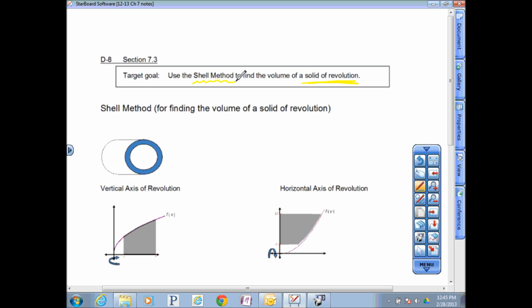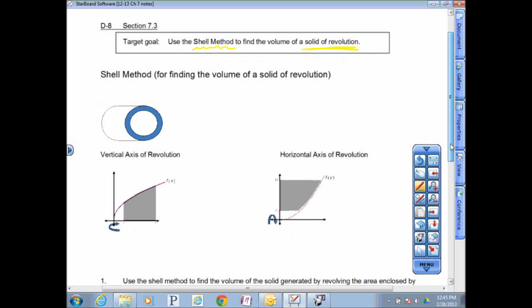So what we're going to do is go back to finding volumes of solids of revolution, but this time we're going to start putting rectangles in differently. The big difference right here is that the rectangle is parallel to the axis of revolution.